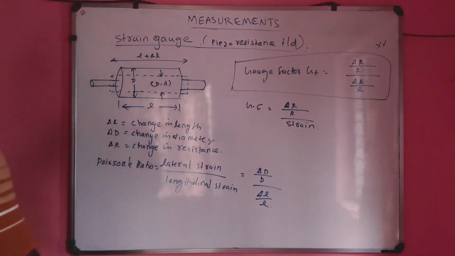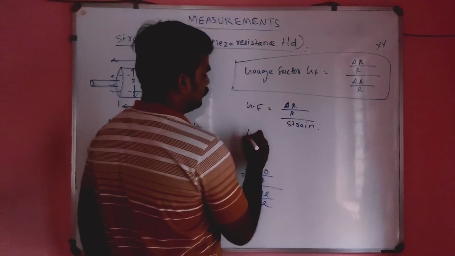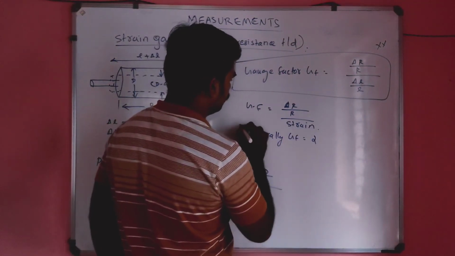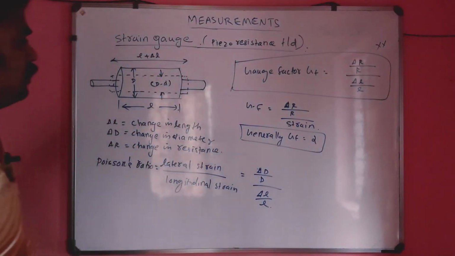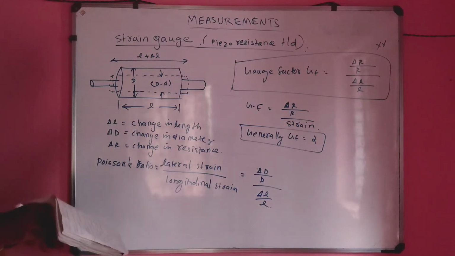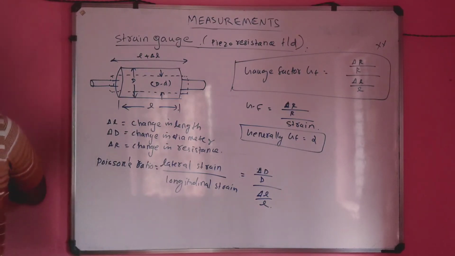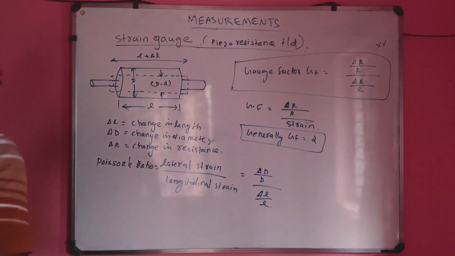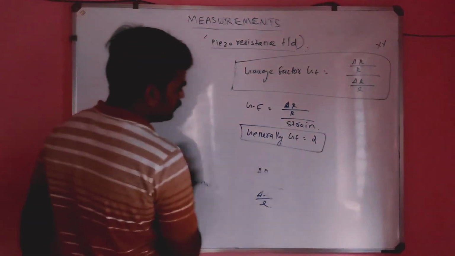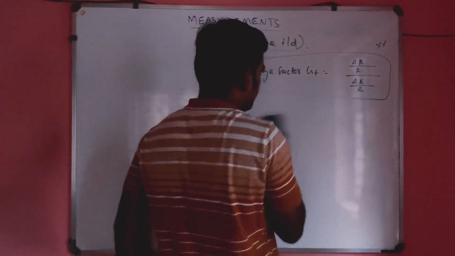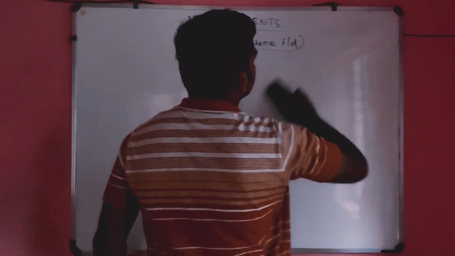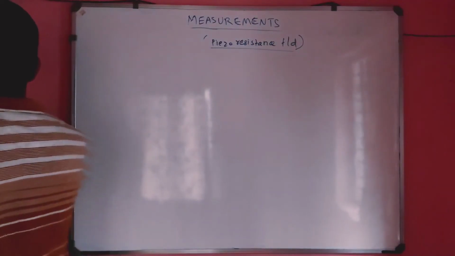Okay, and generally gauge factor is equal to 2. The common value of gauge factor is nothing but 2. That also you can note. That's all about the topics. Okay, and let's discuss some small topics, my dears.